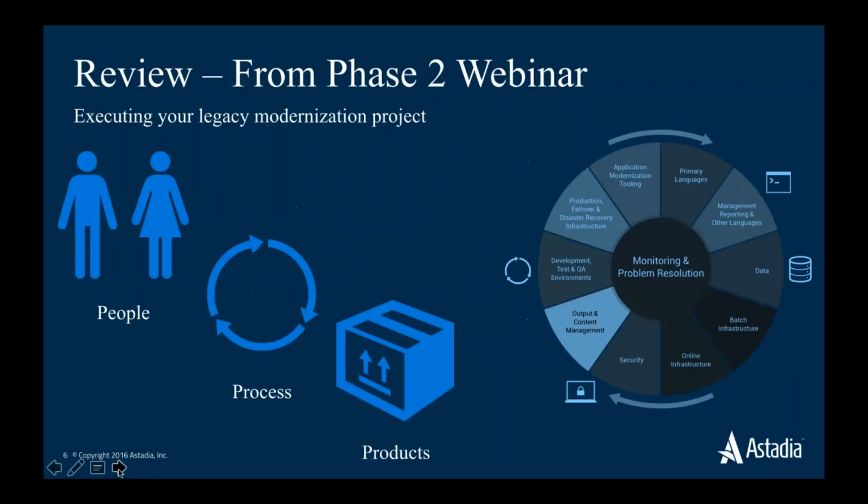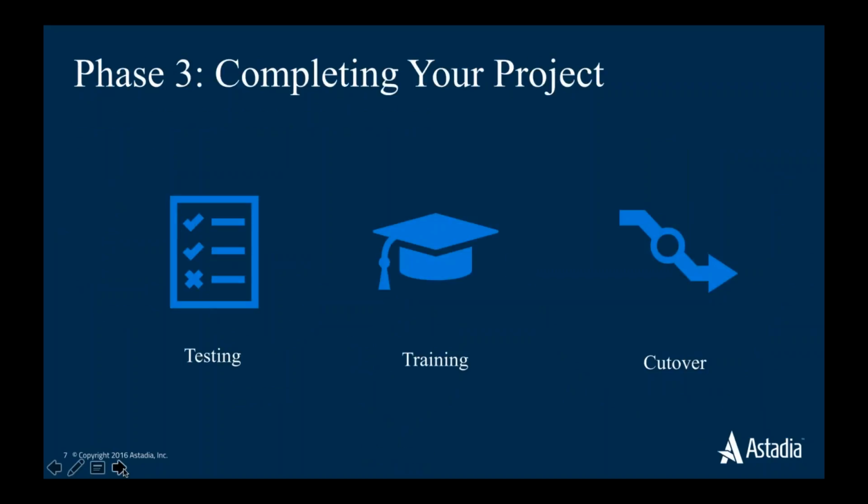In the second one, we talked about actually executing your legacy modernization project. This one focused on the people, the process, and the products associated with a modernization project, and talked about the circle of life over here on the right, which is a holistic approach to modernizing all the pieces of your application and all the pieces that your applications touch. So today we're going to focus on completing your project, and that is going into the testing, the training, and the cutover for your project.